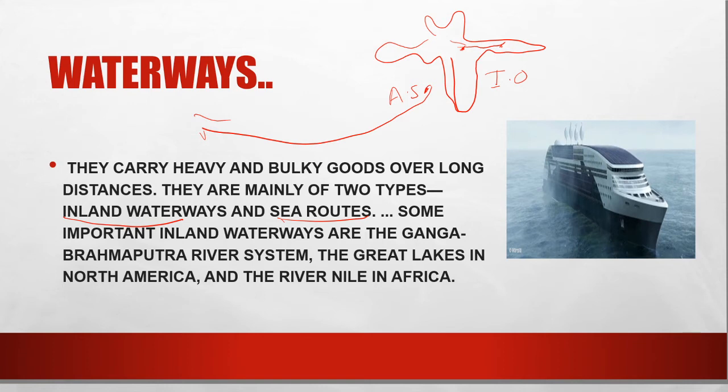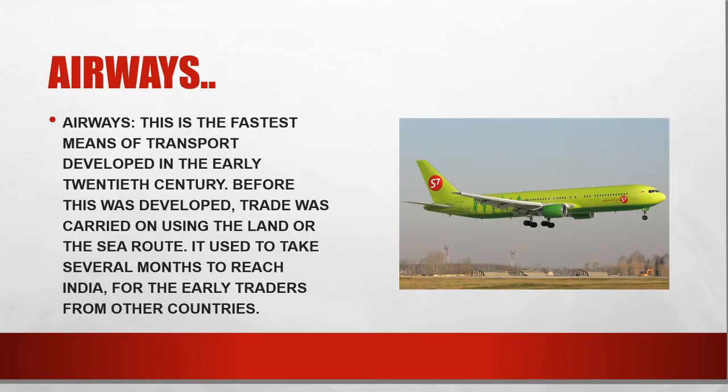Okay. So here are some examples: the Ganga Brahmaputra river system and the Great Lakes in North America are examples of inland waterways. Airways. This is the fastest means of transport, developed in the early 20th century. Before this was developed, trade was carried on using land or sea routes. Okay, so we have to keep some points in our mind. This is the fastest and safest system.